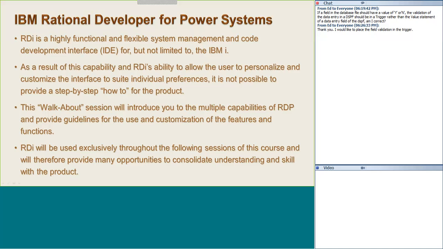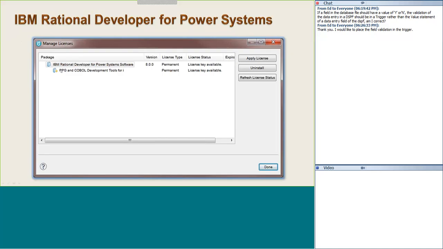So what I'm going to do now is a little bit of a walkabout. I am currently using 8.5.1. This was an old slide. And the plugin that I use is RPG and COBOL Development Tools for i. I use 8.5.1. I know there's a 9.